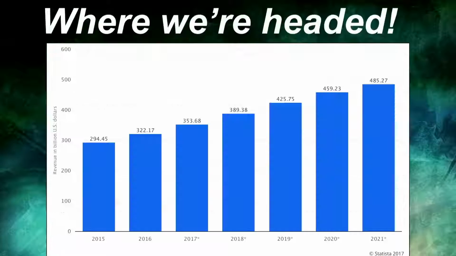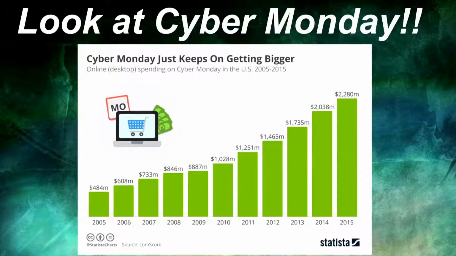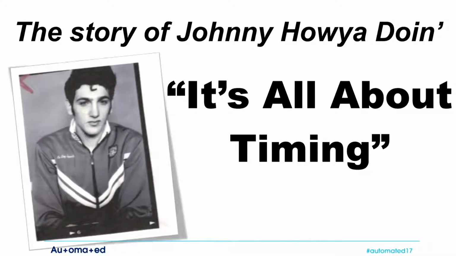And the projections are that we're going to double again. So if you just hang around, your business might double. By 2021, that's all going to double one more time. So the online commerce ecosystem is growing significantly. And just look at Cyber Monday. I mean, look at these sales statistics for Cyber Monday going back from 2005. It just keeps getting bigger every year. And so, with e-commerce, it's all about timing. I like to tell a story of when I had the nickname Johnny, how you doing?